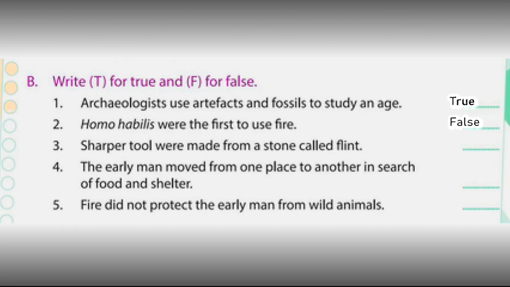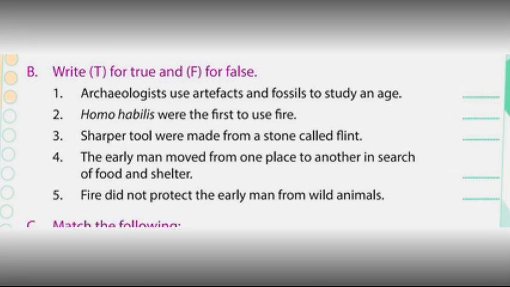Third number, sharper tools were made from a stone called flint. It will be true. Next, the early man moved from one place to another in search of food and shelter. It also will be true. Fifth one is fire did not protect the early man from wild animals. It will be false because the correct statement will be fire protected them from wild animals.